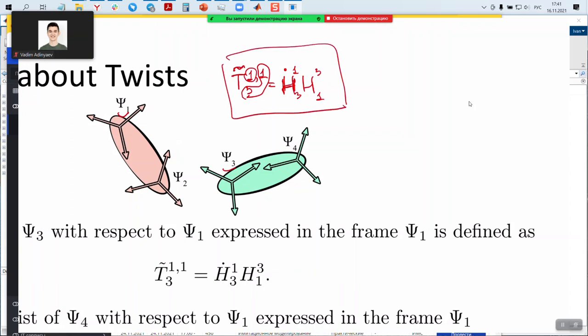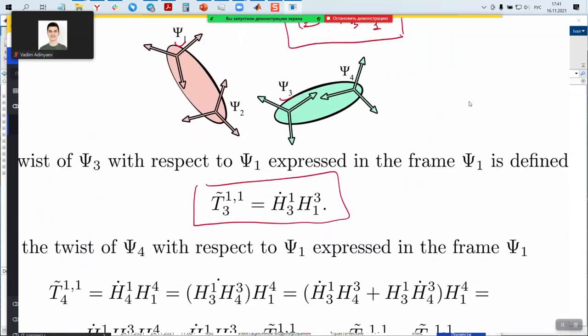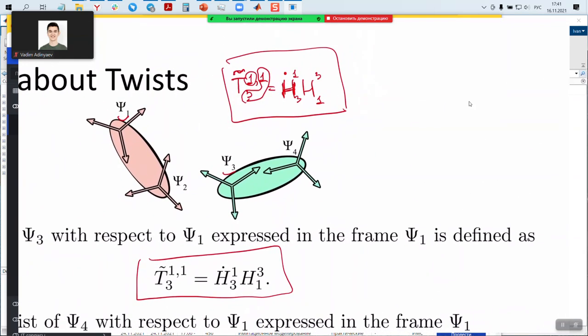So we just derived something that is expressed here. But now let us consider not frame 3, but frame 4, and do the same. So let us derive the motion of frame 4 around frame 1, expressed in frame 1. So what will we get? It will look like this, right?